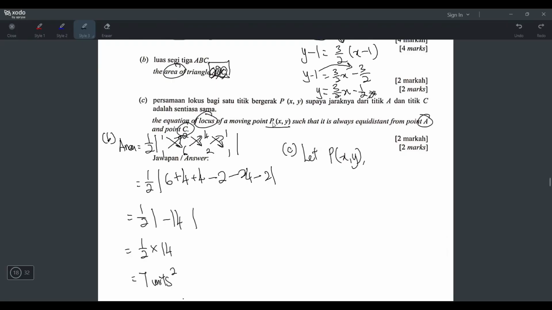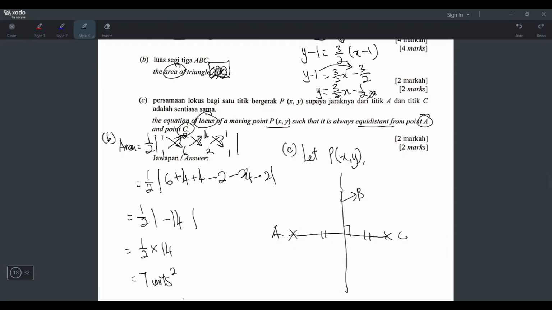So they say point P will move such that it's always equidistant from A and C. What it means is, let's say this is point A and this is point C. Point P will move such that the distance from P to A and from P to C is always equidistant. That means basically what you're doing is a perpendicular bisector. So if I draw a line joining AC, then the locus will be the perpendicular bisector that cuts AC in the middle. This is the equation I'm trying to find now. It means I'm trying to find the equation of this line, the perpendicular bisector of AC.